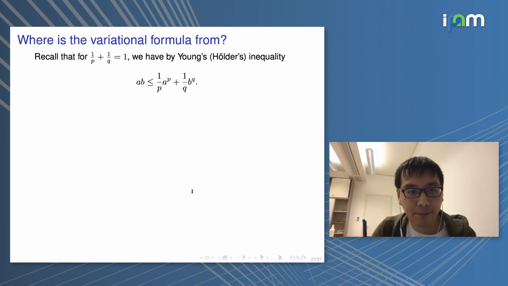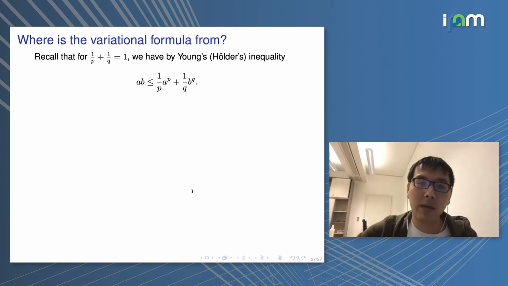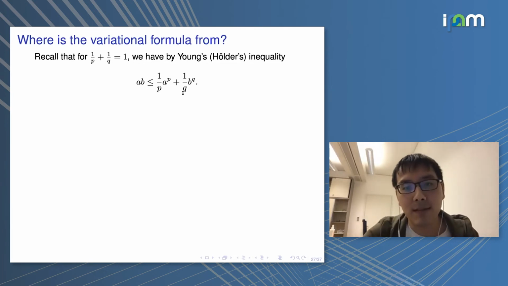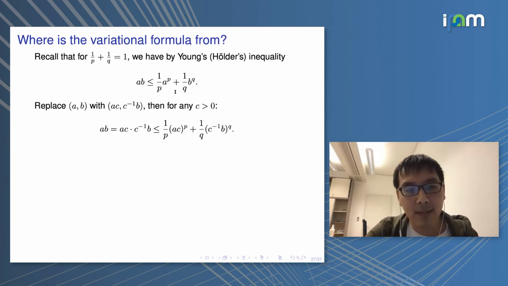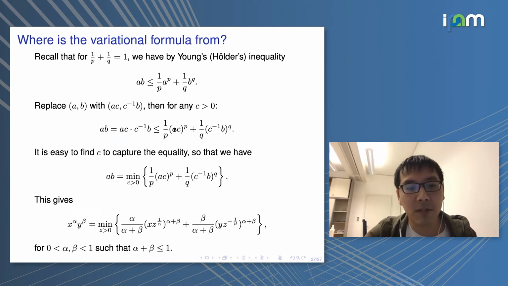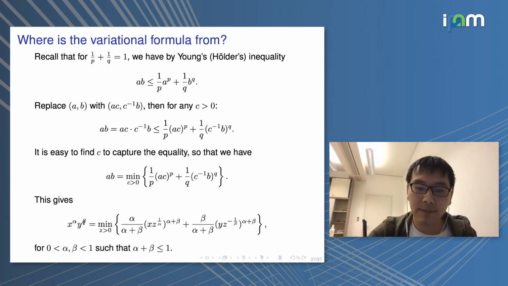So suppose that P and Q are positive numbers such that their inverses sum up to 1, then we have this Young's inequality or Holder's inequality. Now, if I replace AB with a pair AC, C inverse B, for arbitrary positive C, then in this inequality the left-hand side is the same, but the right-hand side is a function of C. Now, it's very easy to find the positive C to capture the equality, so that we have a variational formula for the product AB. And this will give you the desired variational formula immediately.